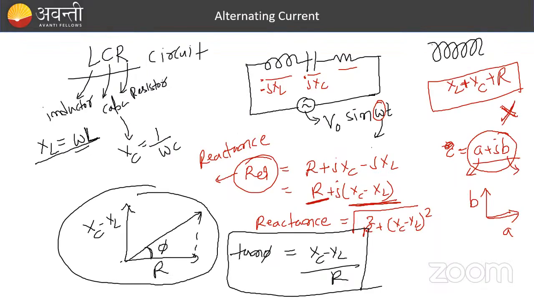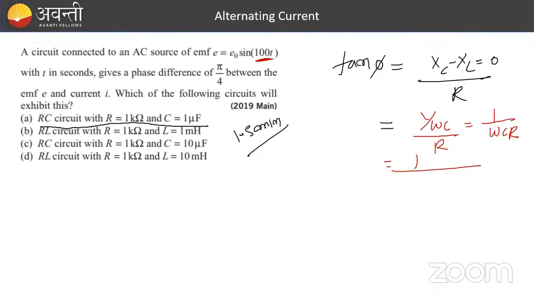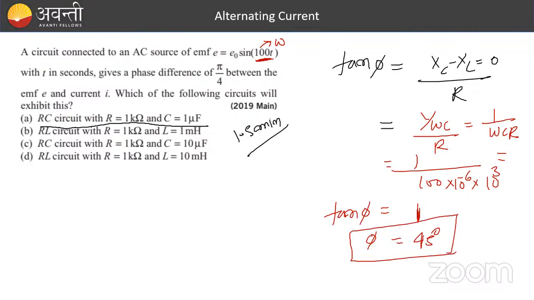And in the question, your voltage is given as E naught sin 100 t. So this 100 is omega, right? So 100 है. C कितना दिया हुआ है in the option? C is 1 microfarad, 10 to the power minus 6. R का value will be 10 to the power 3. So this is equal to how much? Yes, XL minus XC. Correct. So if you calculate it, you will get it as 1. And tan phi is 1. It means phi will become equal to 45 degrees. So the first option is correct itself.